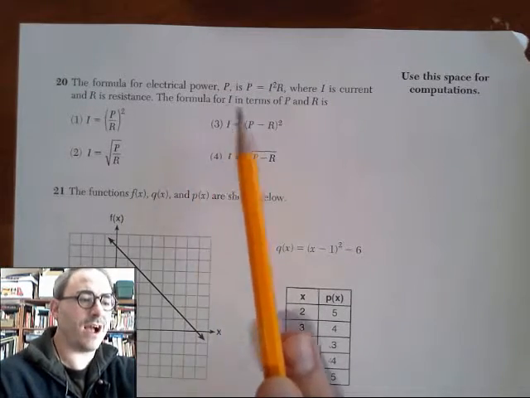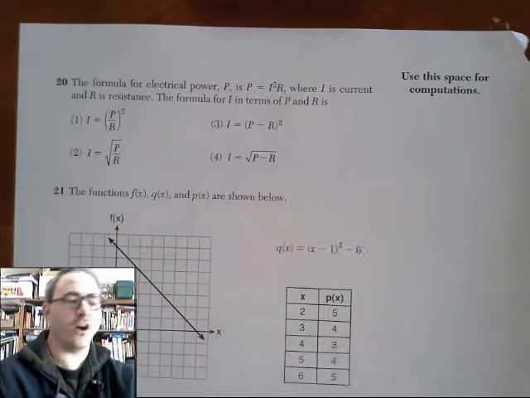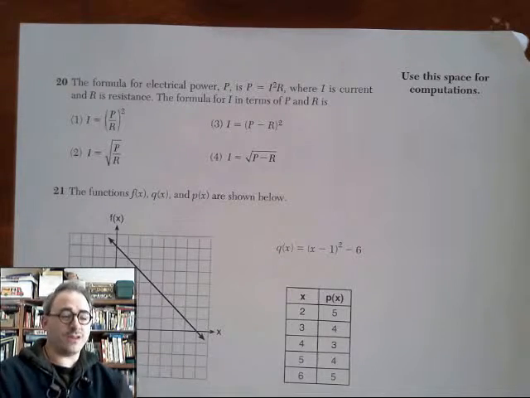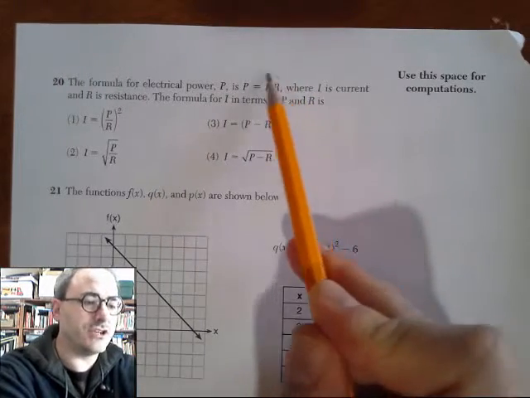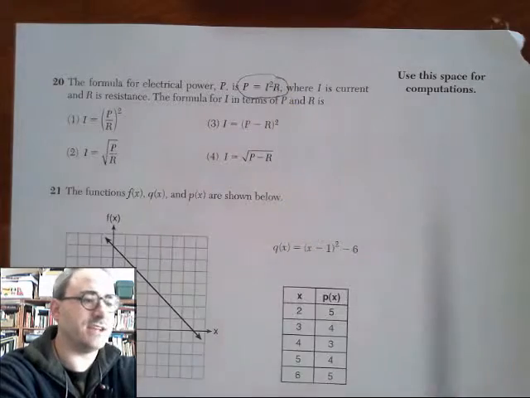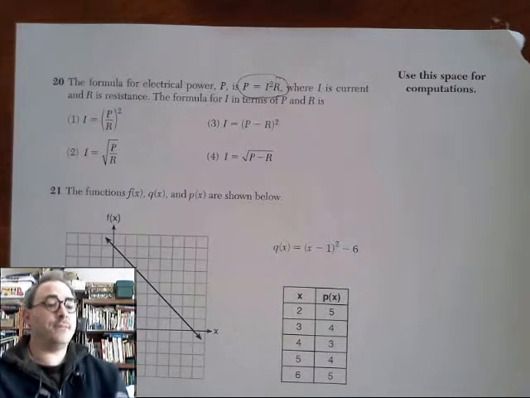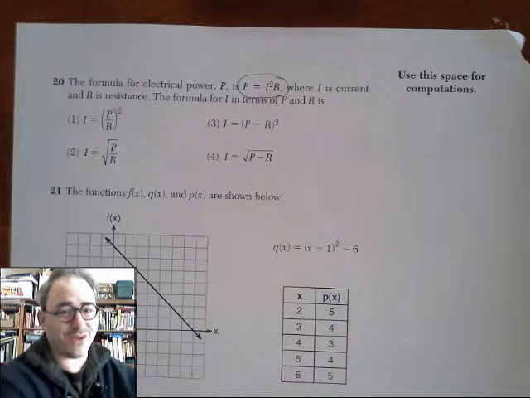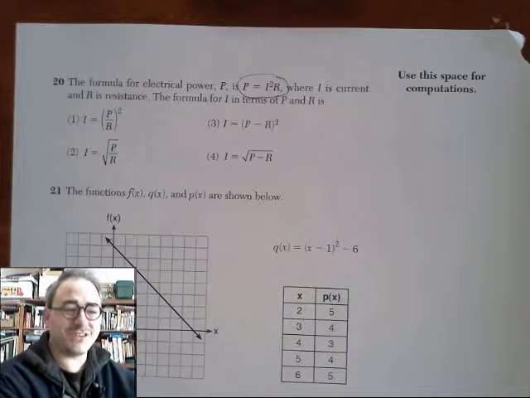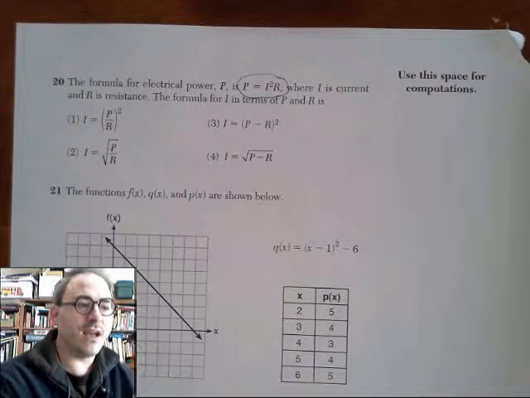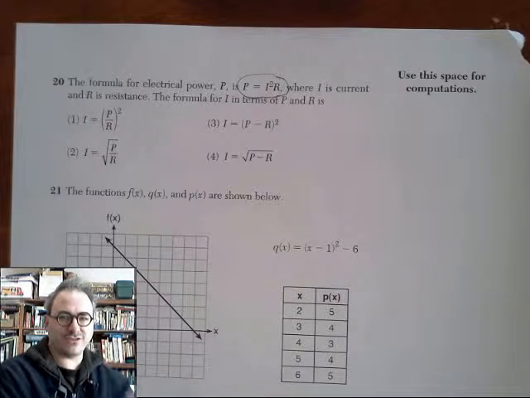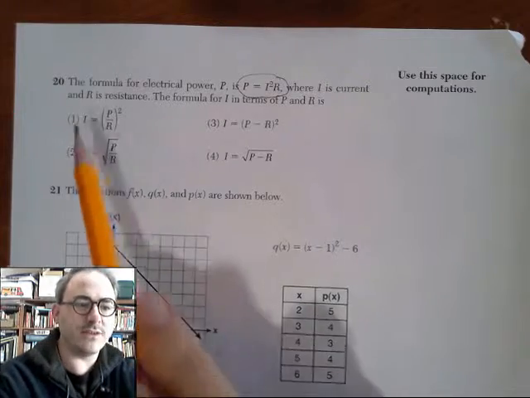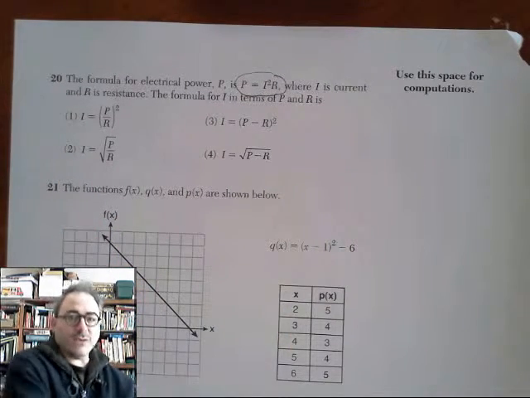The formula for I in terms of P and R is... So what this question wants you to do is rearrange this original equation: the electrical power equals the current squared times the resistance. It wants you to put this in terms of P and R, which means it wants you to rearrange the equation so that it's I equals something. And notice how all your options are I equals something.